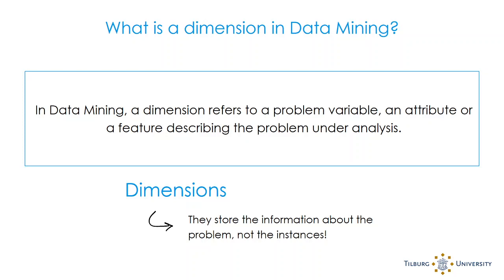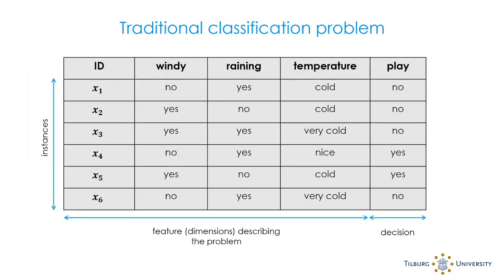So we can say that in data mining or just in pattern classification, machine learning, it doesn't matter, a dimension refers to either a problem or an attribute or a feature describing the problem we are modeling. Okay? Here it is important to mention that we have features and we have instances. So the instances are the observations, while the features are the variables describing the observations.